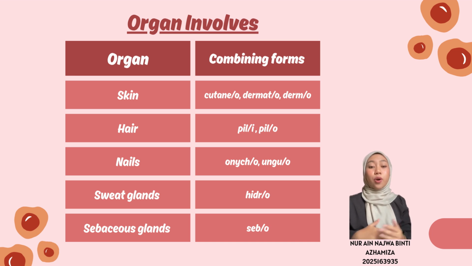Now let's look at the organs involved and their medical terminology roots, specifically their combining form as shown in this table. First is skin. The combining forms are cutano, dermato, and dermo. Second is hair. The combining forms are pili and tricho. Third is nails, use onycho and unguo. Fourth is sweat glands. The combining form is hydro. And finally, for sebaceous glands, the combining form is sebo.